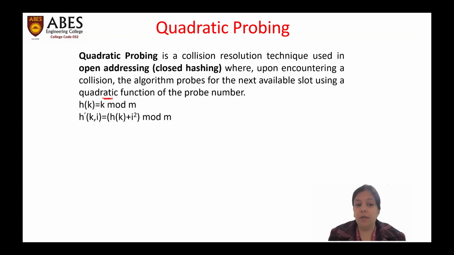But here, as we are using the quadratic function, it is not necessary that the next available slot will be used for resolving the collision. Rather, there can be any available slot in the hash table. Suppose the hash function taken is k mod m, then the hash function for quadratic probing, h'(k, i), will be represented by h(k) plus i square, and then we mod it with the table size m.